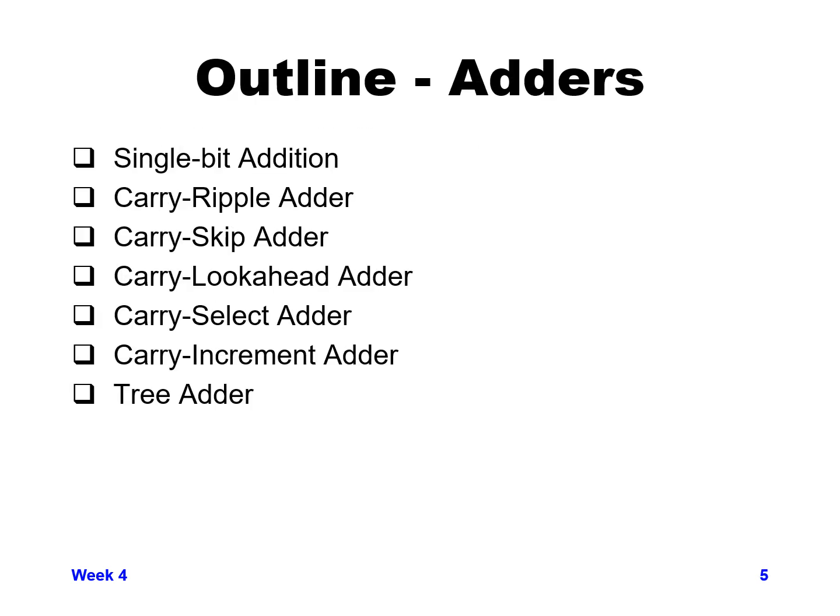Adders are an important function in modern microprocessors, and as such there's been a lot of work put into trying to optimize adders in various different ways. So there are many different variations on adders, and I will be going through those next. So this is just a quick outline. First we'll cover single bit addition, so just a single one bit of data A and one bit of data B adding together.